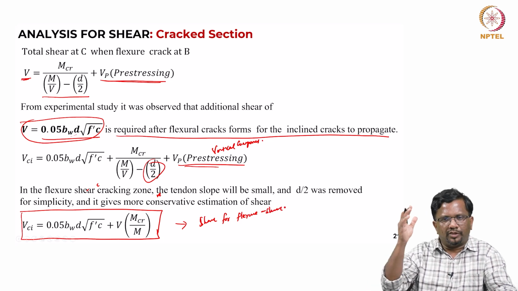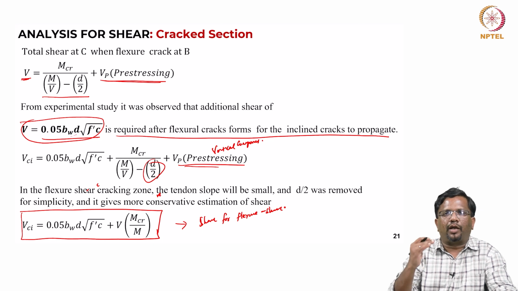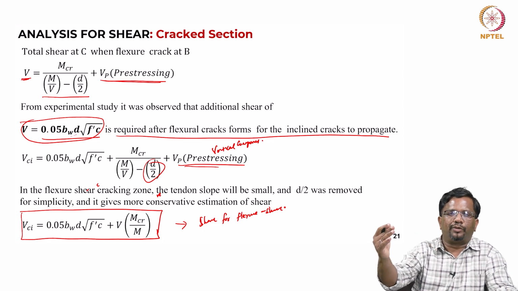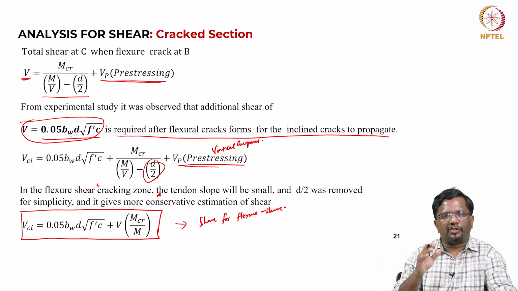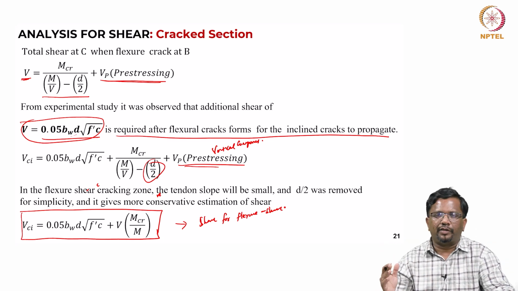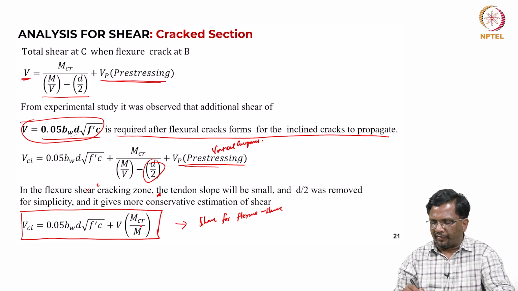That means the shear capacity of a section that is already cracked in flexure, and how much additional shear it will take to convert it into a shear failure. So, this is for the shear capacity of a section that is already cracked in flexure. So, let us put it that way, VCI. Okay. So, with these simplifications we can find out.